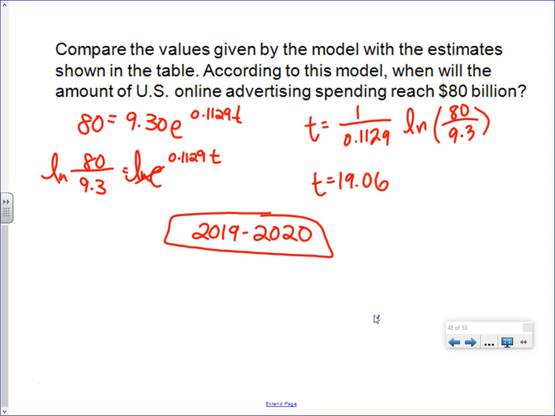Nice, at 6 o'clock. 1.9. Look at this guy showing off. All right. Does that kind of make sense? Huge problem. It came down to setting the model equal to 80. Okay. Remember, next one.